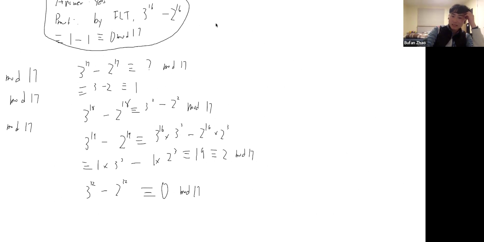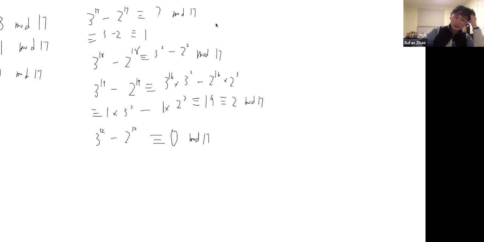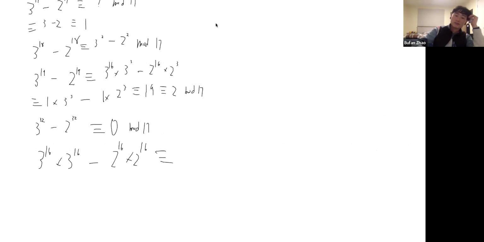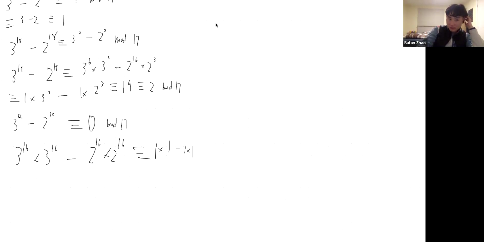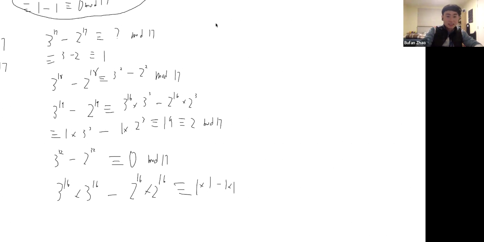It's actually 1 minus 1. So we can rewrite this as 3 to the power of 16 times 3 to the power of 16 minus 2 to the power of 16 times 2 to the power of 16, which as we know is equal to 1 times 1 minus 1 times 1, which is equal to 0.